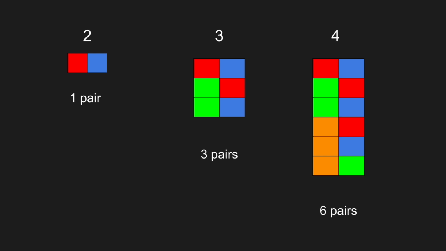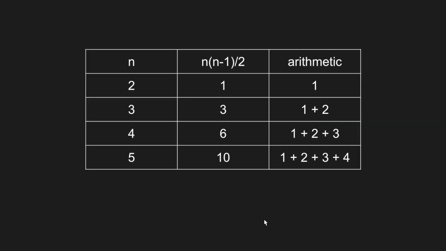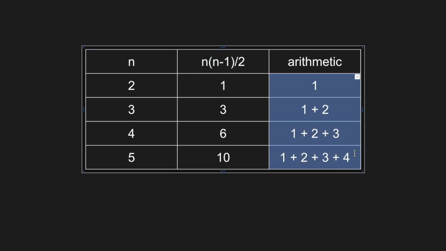Before we get to solving the problem, I hope we notice some patterns here. If there are two equivalent dominoes, we can form one pair. With three equivalent dominoes, we can form three pairs. And with four equivalent dominoes, we can form six pairs. So basically, the number of pairs can follow this formula, or arithmetically, we add with this sequence.